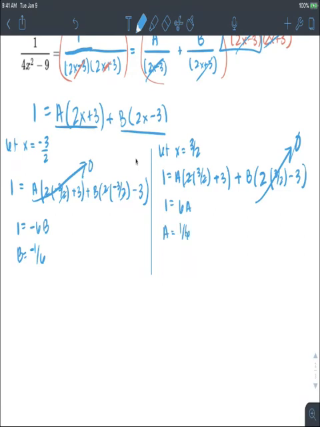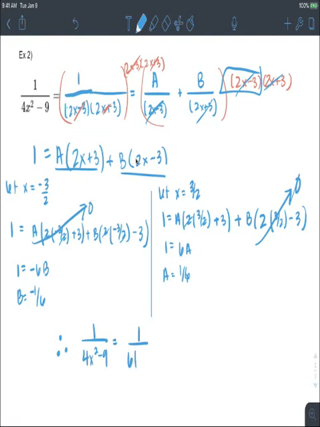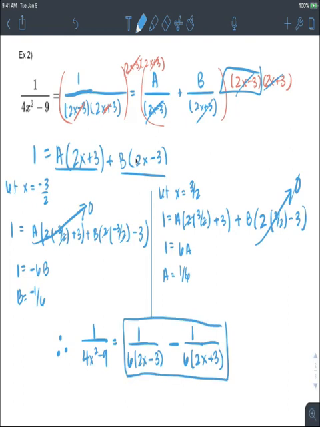Okay, so I go back and I look, therefore 1 over 4x squared minus 9, remember that's the original, is equal to, a is 1/6. I'm going to put the 1 on the top and the 6 on the bottom. We're going to multiply that by 2x minus 3. And then a negative 1 on the top, 6 on the bottom. My denominator is 2x plus 3. And that is that. Okay, last example.